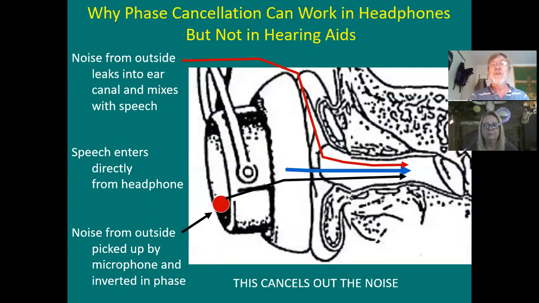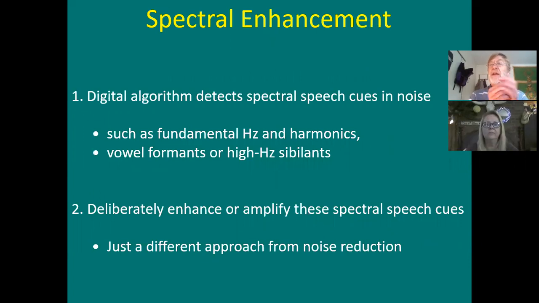Okay, let's go to number 3, spectral enhancement, the third way. So the first way doesn't work. The second way won't work in hearing aids, so now let's try something else. All right, here we go. The digital algorithm. Again, this is all in digital hearing aids. Analog hearing aids don't have any digital noise reduction, never could, never would, okay?